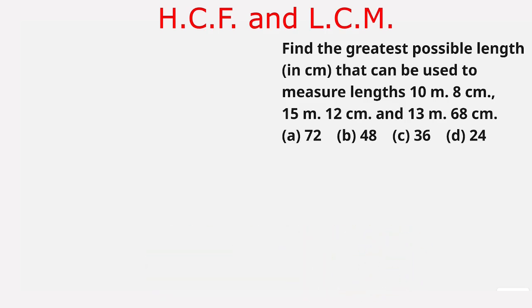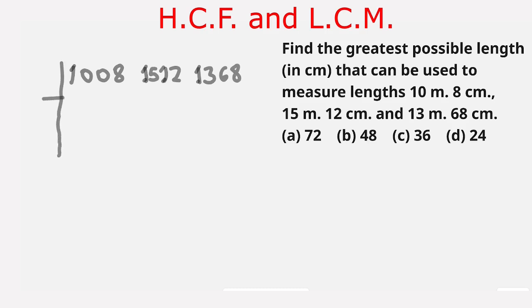In this question, we have just to find the H.C.F of given lengths. 10 meter 8 centimeter can be written as 1008 centimeter. 15 meter 12 centimeter can be written as 1512 centimeter. And 13 meter 68 centimeter can be written as 1368 centimeter. Now we will find the highest common factor H.C.F of these numbers.